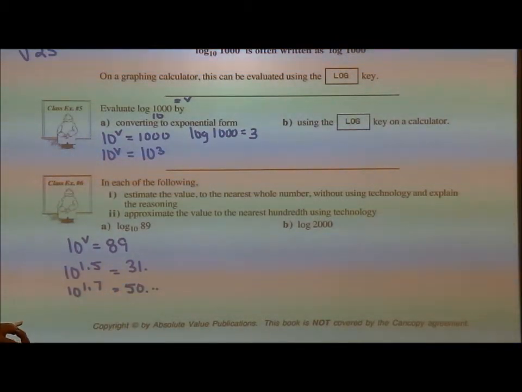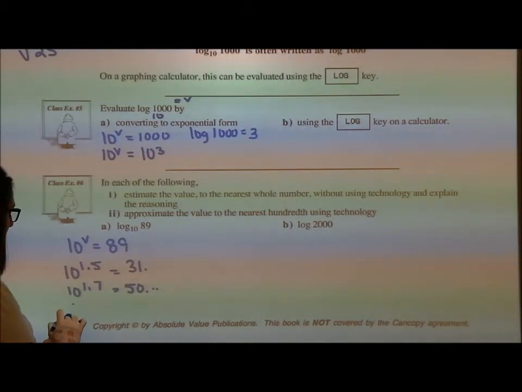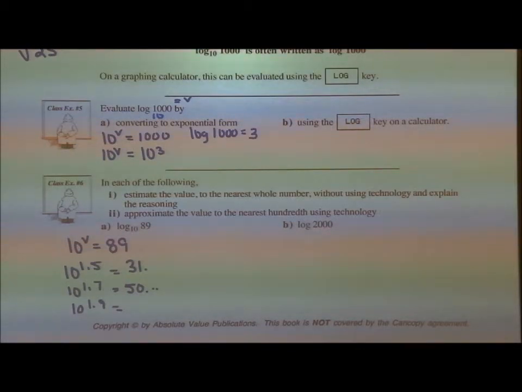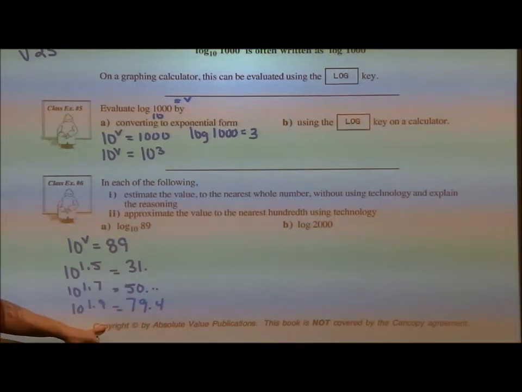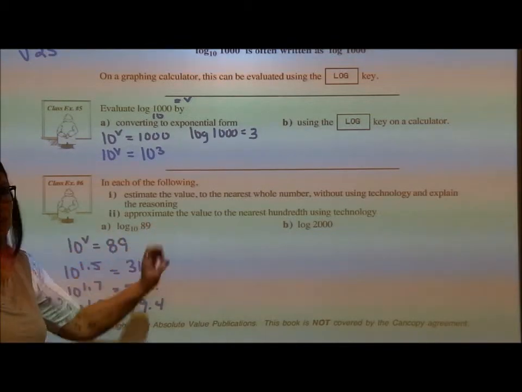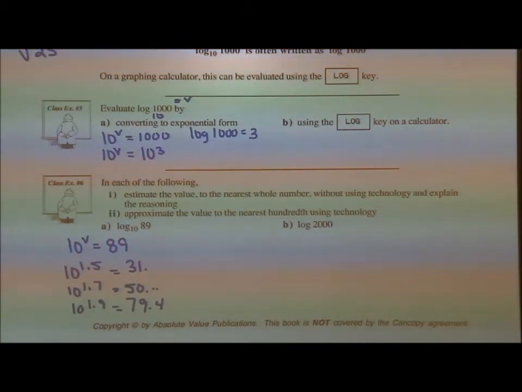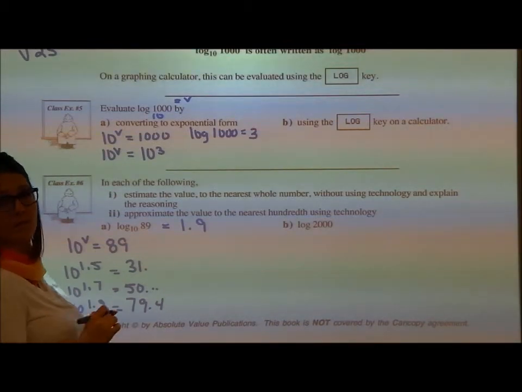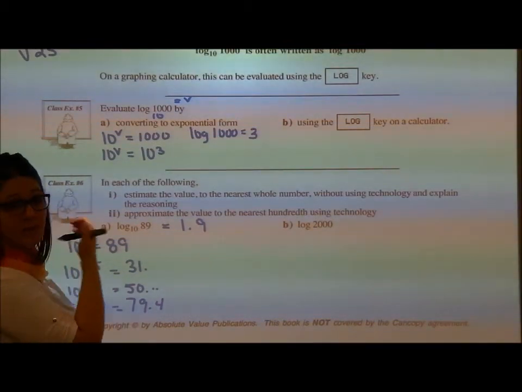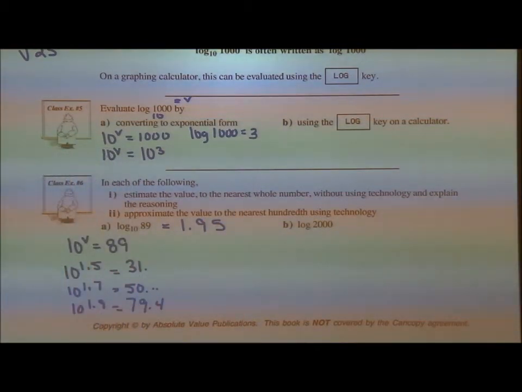So maybe I jump up to 10 to the power of 1.7. So I'm getting closer. So again, if I wanted to, I could jump up by 2 tenths. 1.9, 10 to the power of 1.9. 79.4. So that's pretty close to 89. So to the nearest tenth, 1.9 would probably be a good approximation. Now if I actually calculate it by pressing log 89, what do I get? 1.949, so to the nearest hundredth would be 1.95. And we were close in our approximation.